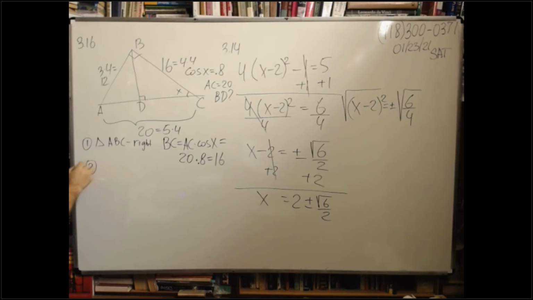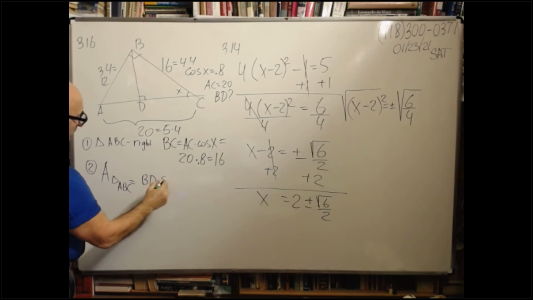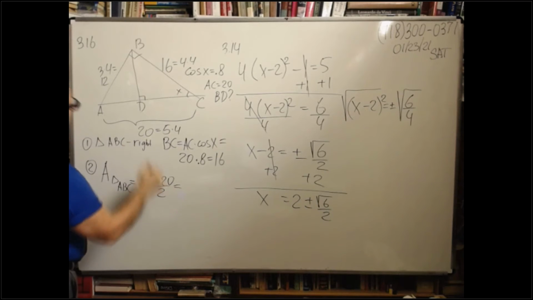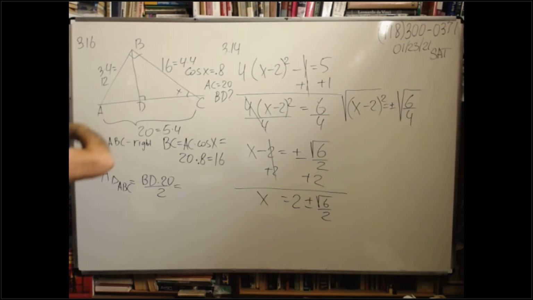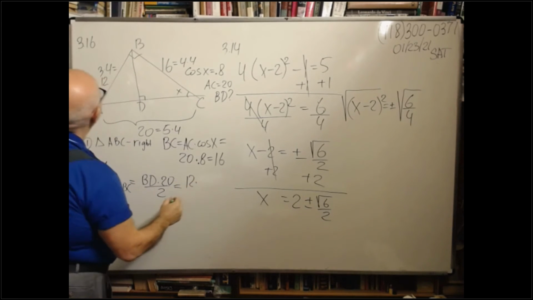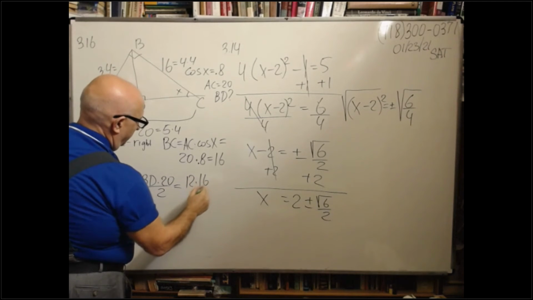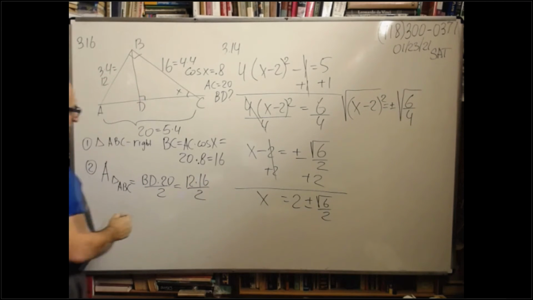Step number 2. Area of triangle ABC equals either 16 times 12 divided by 2, or equals BD times 20 divided by 2. This height times this base, or this height times this base, or 12 times 16 divided by 2. Because why? This is the same triangle.